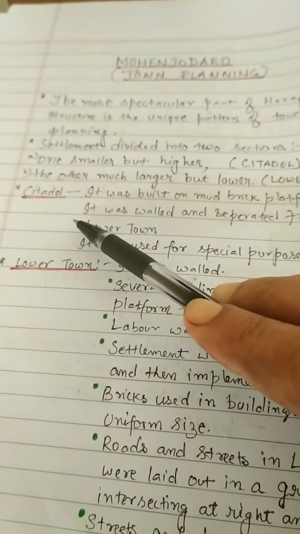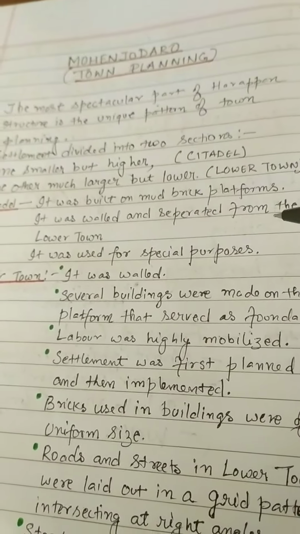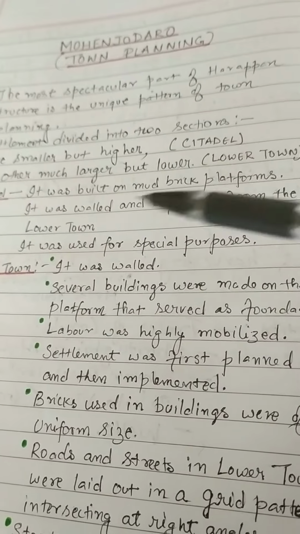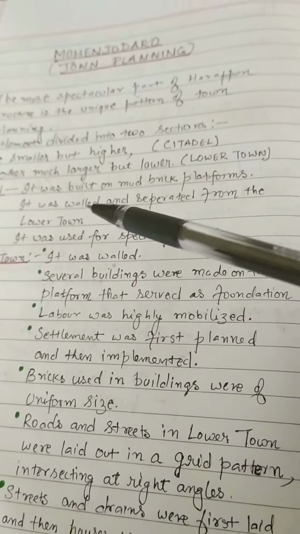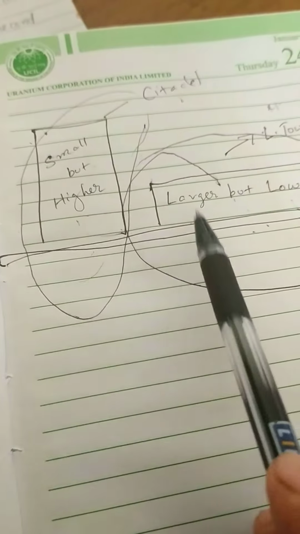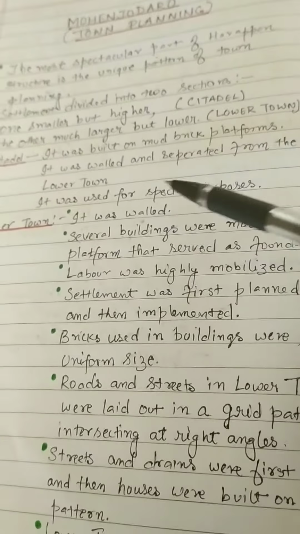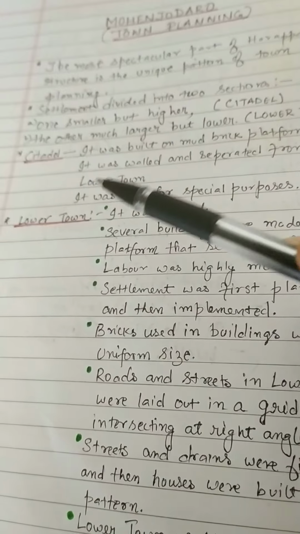Now, the citadel. What is the citadel? I'll repeat once again. It was built on mud brick platforms. It was walled and separated from the lower town. That means people did not have access anytime they wanted. Then, it was used for special purposes. Okay, that is the citadel.